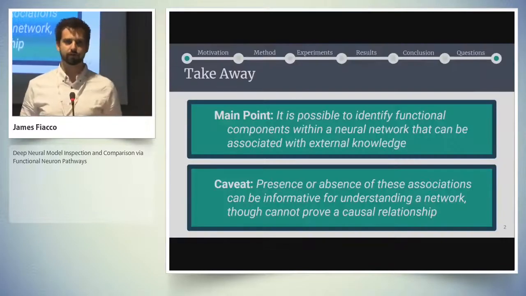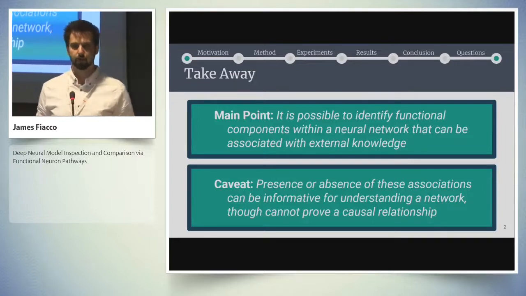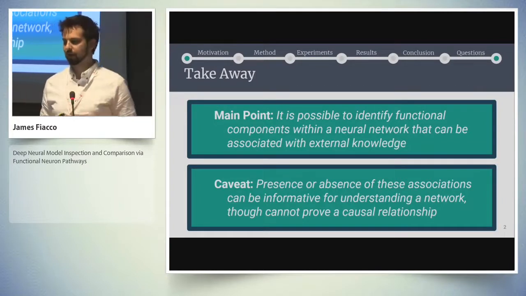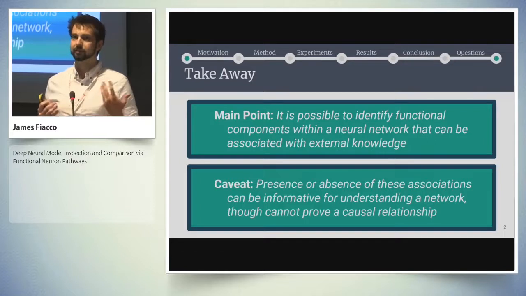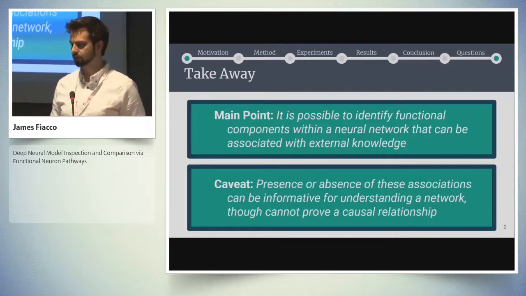And if there's one thing that you're going to take away from this talk, I hope it is that it's possible to identify functional components within a neural net that can be associated with external task knowledge. But I would like to keep in mind a caveat that while these associations can be informative for understanding a network, they can't prove there's a causal relationship, and that's kind of true for most probing tasks.